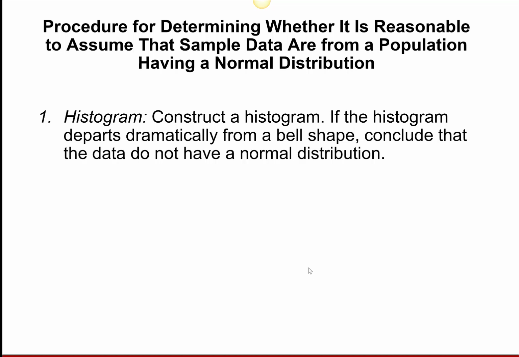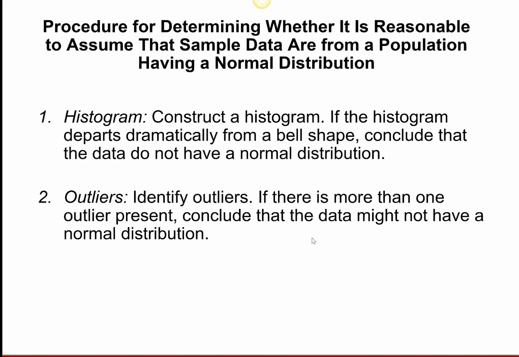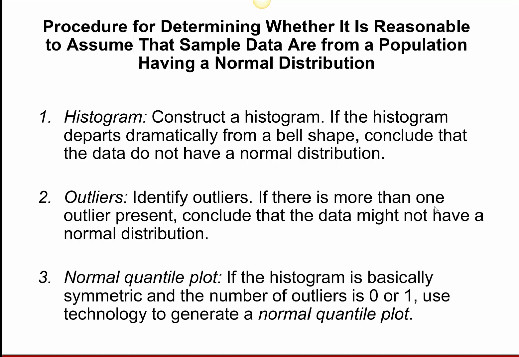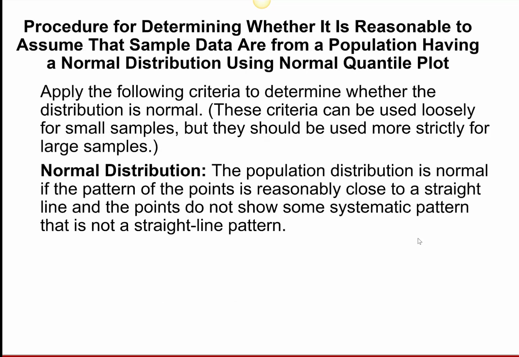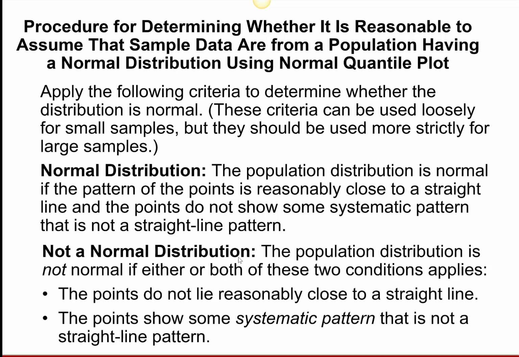Construct the histogram. If it dramatically departs from a bell shape, conclude that the data do not have a normal distribution. Identify outliers. If there is more than one outlier, conclude the data might not have a normal distribution. Normal quantile plot: if the histogram is basically symmetric and the number of outliers is 0 or 1, use technology to generate the normal quantile plot. When you look at the normal quantile plot, you want to see if the points follow a reasonably close to straight line pattern. If they don't, then we don't have a normal distribution. The points do not lie reasonably close to a straight line, or they show some systematic pattern that is not a straight line. I'm going to give you some examples.